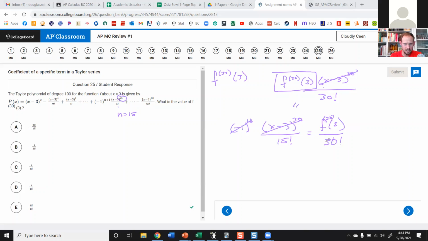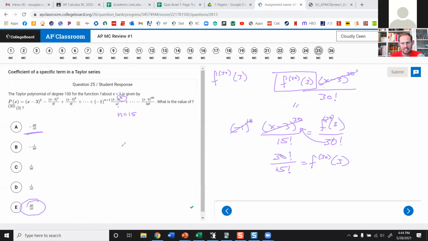So the way we solve this is just multiply up to 30 factorial. So we get 30 factorial over 15 factorial will equal the 30th derivative at 3. All right. I looked, a lot of you had gone with the negative, and yeah, you're just off by the sign term there.